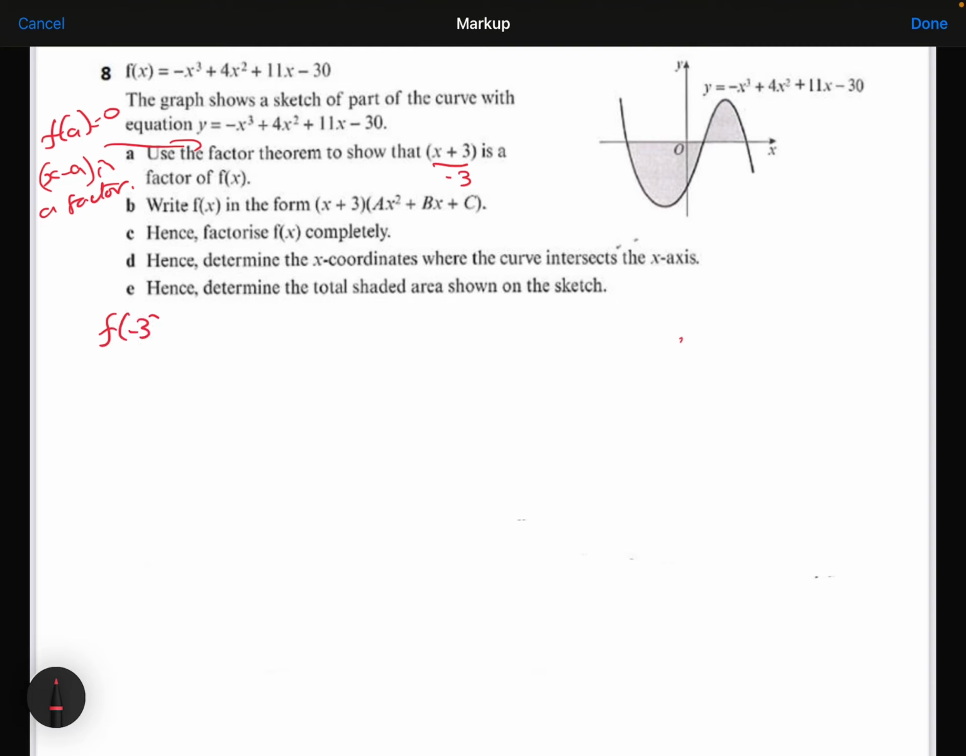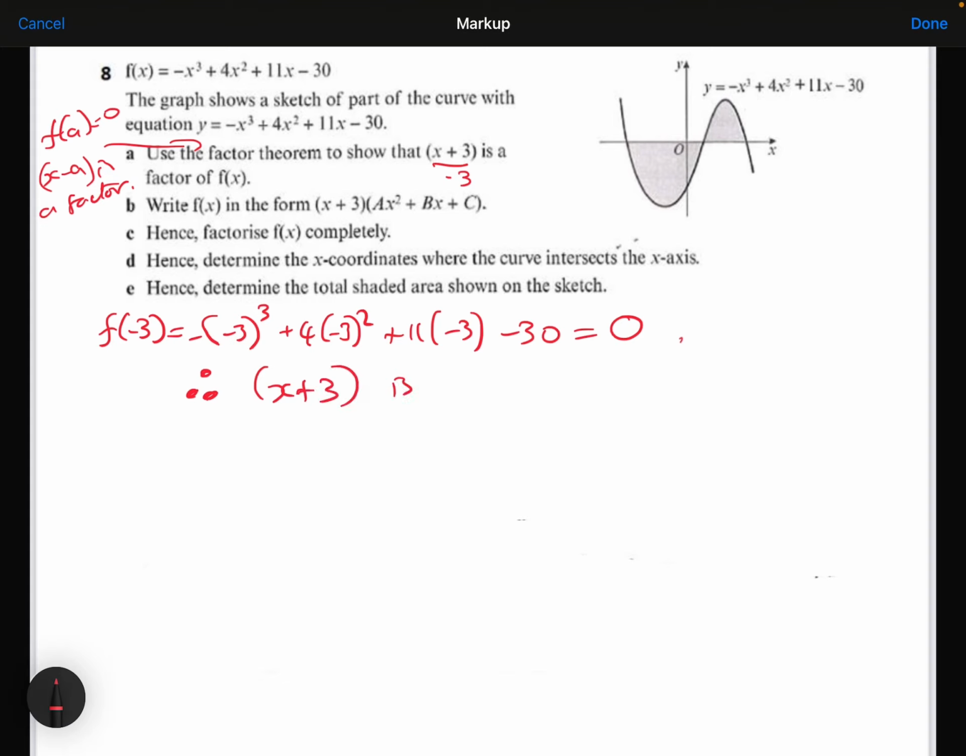So f of minus 3 will be minus 3 cubed plus 4 times minus 3 squared plus 11 times minus 3 minus 30. And if we substitute that in and do that on our calculator, we get 0, which is what we wanted. So we can then say, therefore, x plus 3 is a factor. So that's part A of that question done.